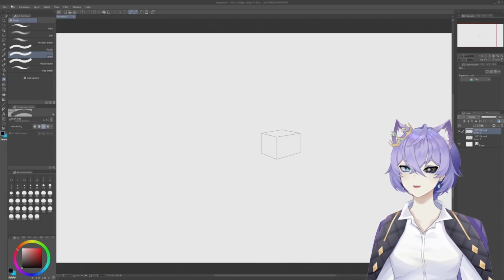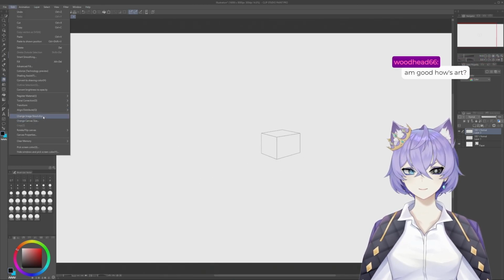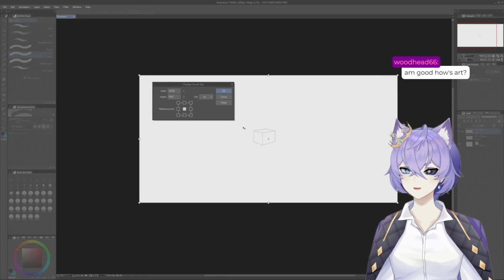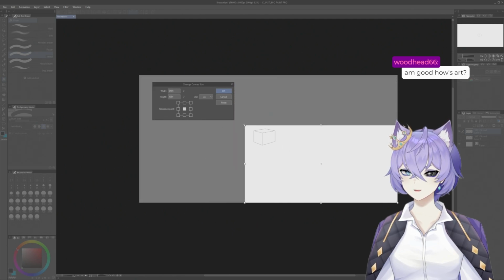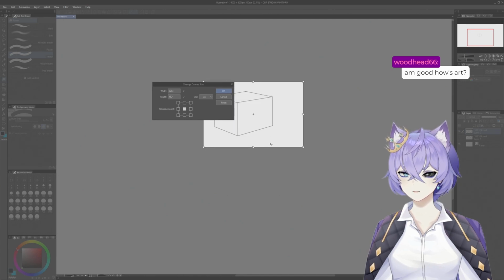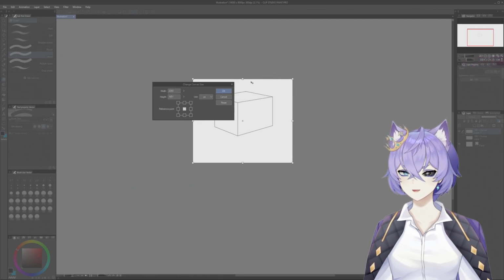Okay, now I need to crop down my canvas. I'm good. How's art? You know, art is going great just because I have learned how to do basic art stuff. Purely because I have managed to understand how a cube should be drawn in 3D.